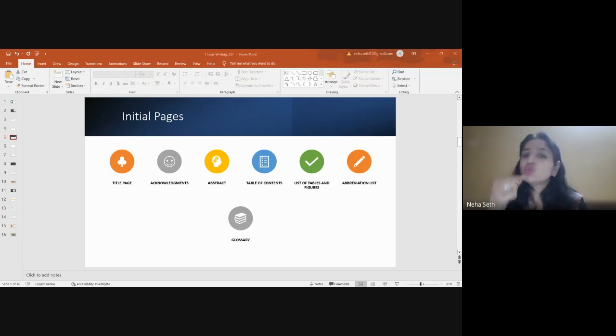the name of your supervisor, and the logo of your university. In some universities, the date of submission, or if not the specific date, the month and year of submission is also mentioned on the title page. It depends on the policies of your university.